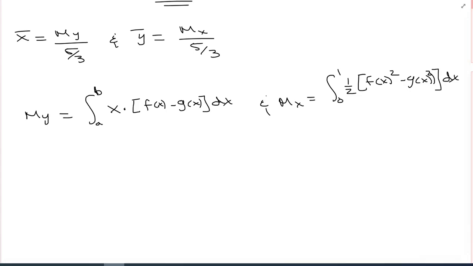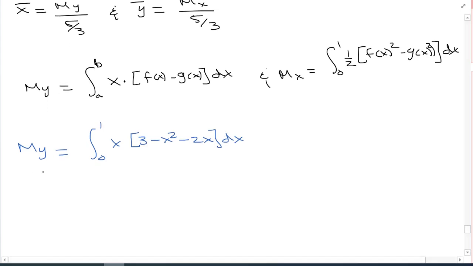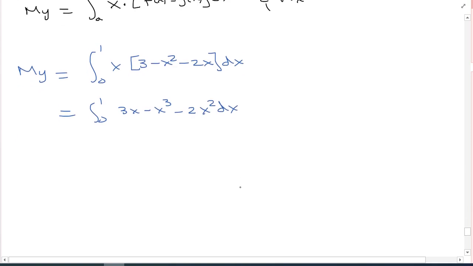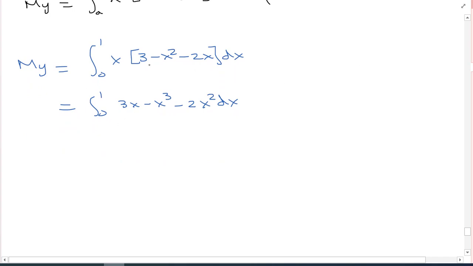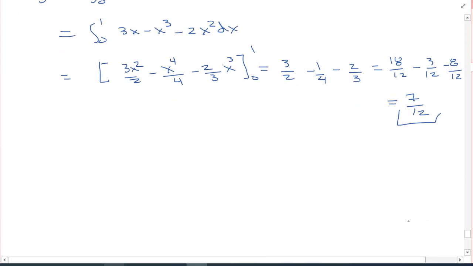Okay, so let's find the moment about the y first so that we are able to find x bar. So My is the integral from 0 to 1 of x times f of x minus g of x. So 3 minus x squared, the top function, minus the bottom function, dx, and distribute that x in. So we get the integral from 0 to 1 of 3x minus x cubed minus 2x squared dx. And now when you integrate this, you're going to get 7/12. I did the work over here, but make sure that you do the integral on your own and you'll get 7/12. So that's the moment about the y.